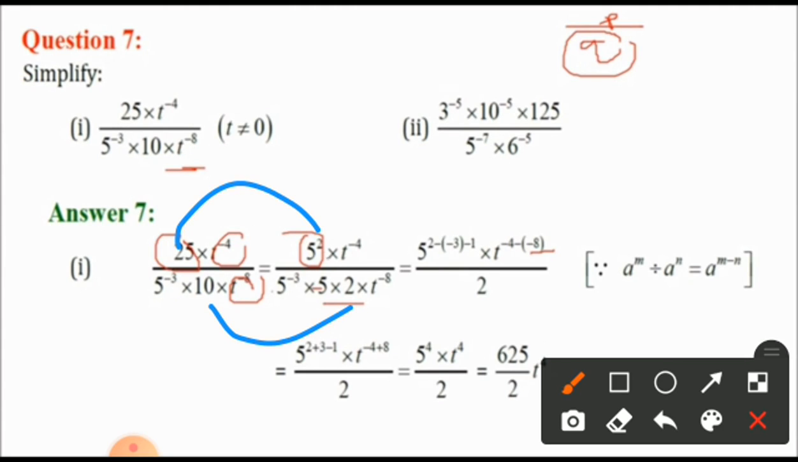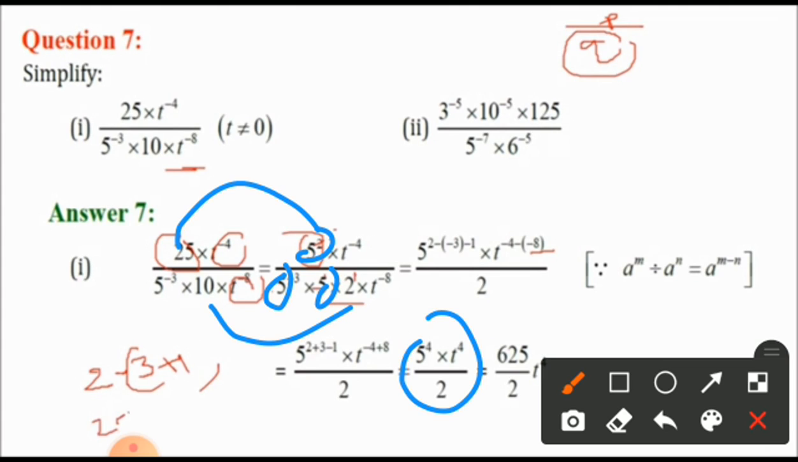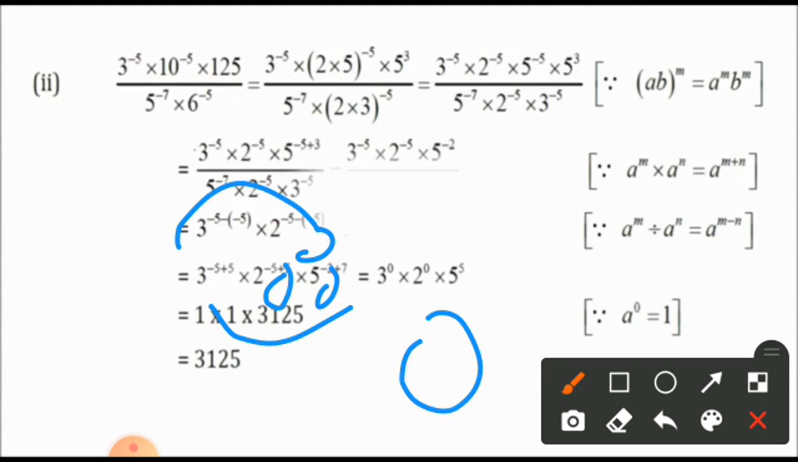Is it correct? So now 5 is the base. Here is base. Here is base. Now combine it. This one 3 and minus 2 minus 1. Isn't it? Clear. So at last you are having 5 raised to 4 multiplied by t raised to 4 divided by 2. In place of 5 raised to 4, we can write 5 4s are 25, 25 5s are 125, 125 5s are 625. And whatever the other things, you can write as it is.